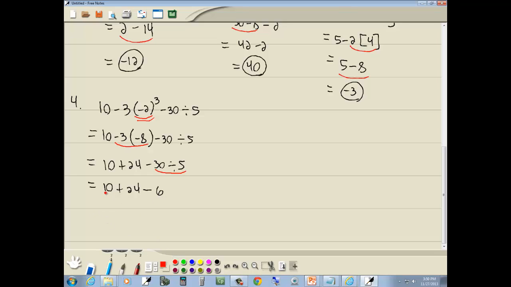On to Aunt Sally, addition and subtraction. So first thing, 10 plus 24 is 34, and 34 minus 6, our last one, gives us 28. Assuming no basic math error.